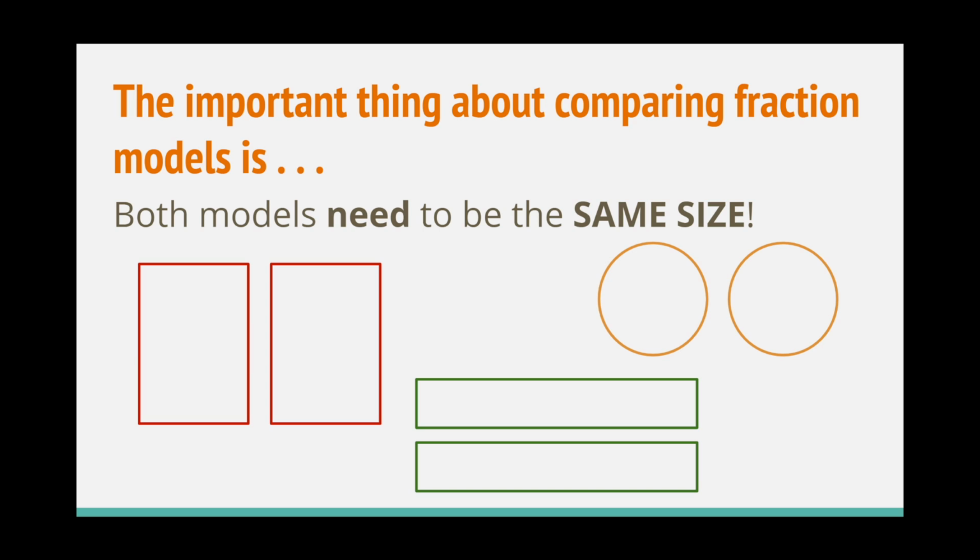So the important thing about comparing fraction models is both models need to be the same. When we're comparing 2 rectangles, we need to make sure they're both rectangles. If we're comparing 2 circles, they need to be 2 circles. If they're 2 long rectangular bars, they need to be rectangular bars. Our fraction models need to be the same.